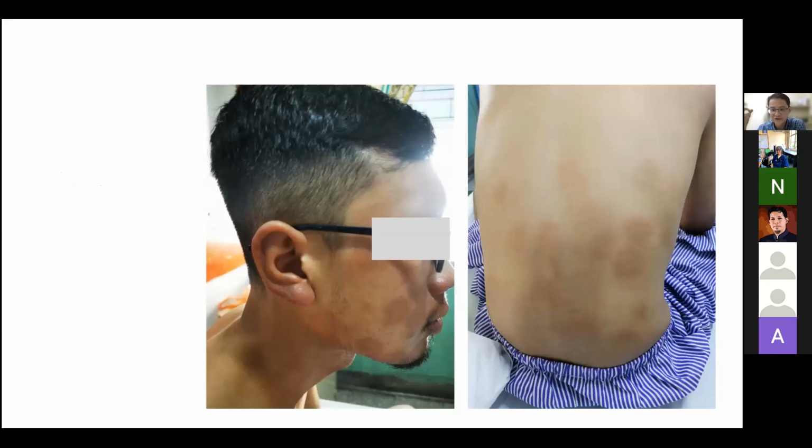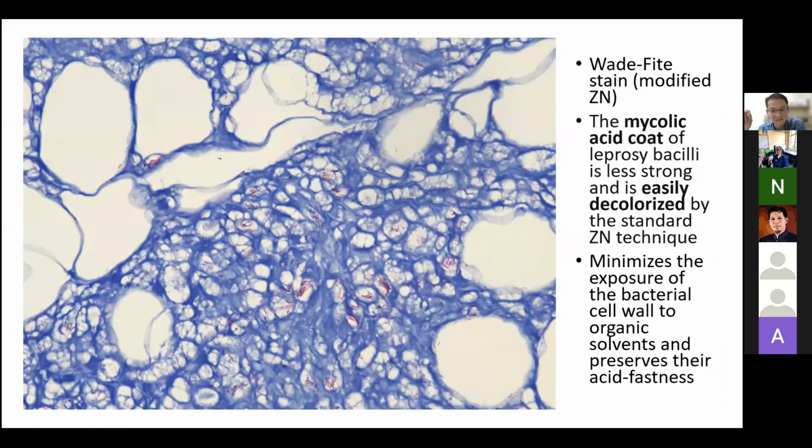He developed this kind of rash on the body after being given steroids, and we can see the ear lobes. You can see this kind of hyperpigmented rash over the whole body. So with that, we did a slit skin smear, and you can see that there are multiple bacilli, leprosy bacilli, in the skin. That suggests that this patient actually has leprosy.